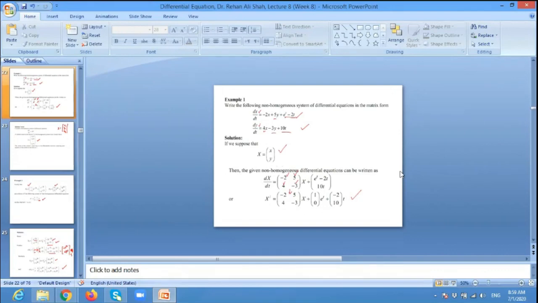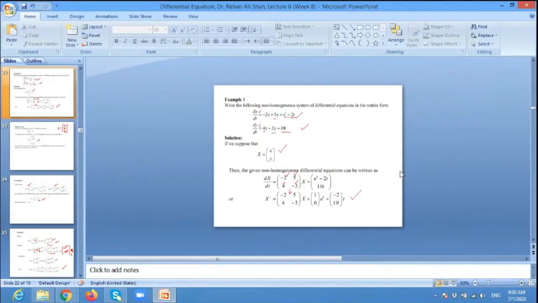This is actually a non-homogeneous system. So what is the general form of the non-homogeneous system? X dash is equal to what? Ax plus f of t. Yes, sir. X dash is equal to Ax plus f of t, the general form of a non-homogeneous first order system.